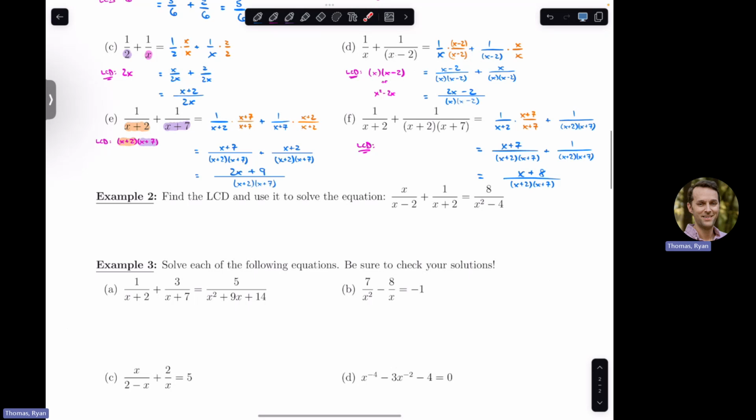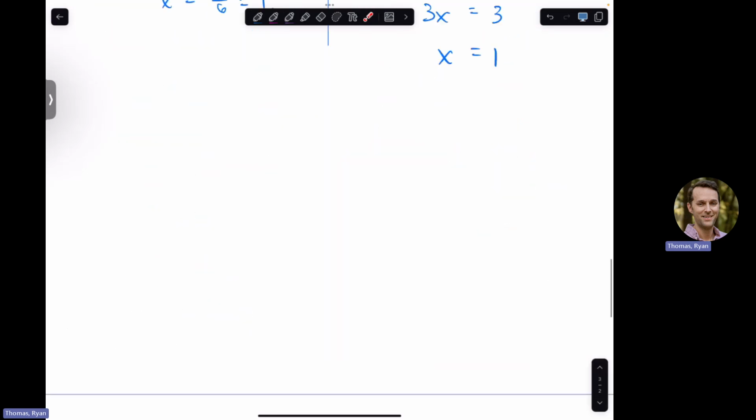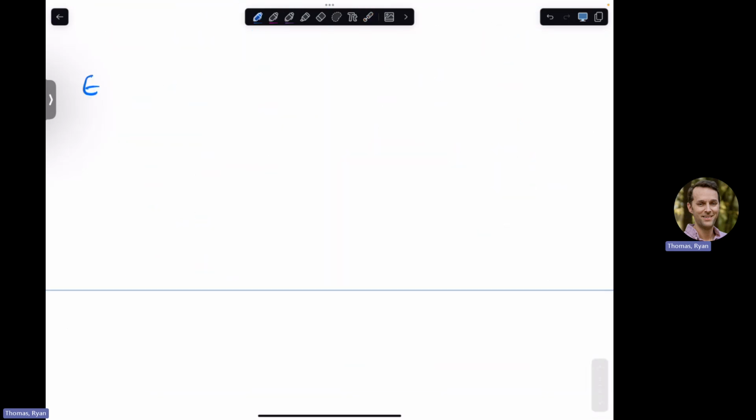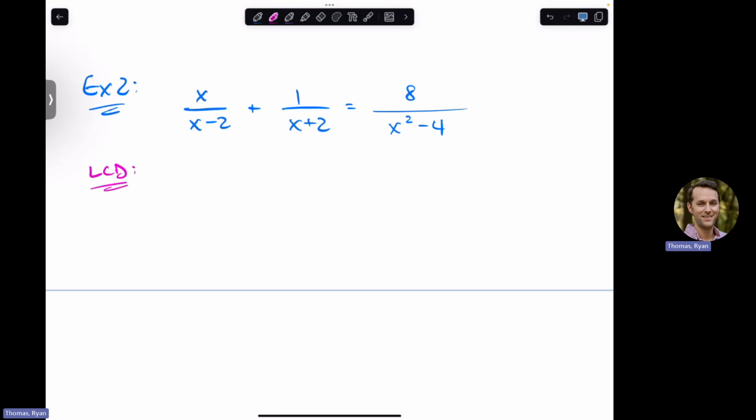Okay, so that second example. x over x minus 2 plus 1 over x plus 2 is 8 over x squared minus 4. For starters, take a second to figure out what the least common denominator would be for these three expressions.